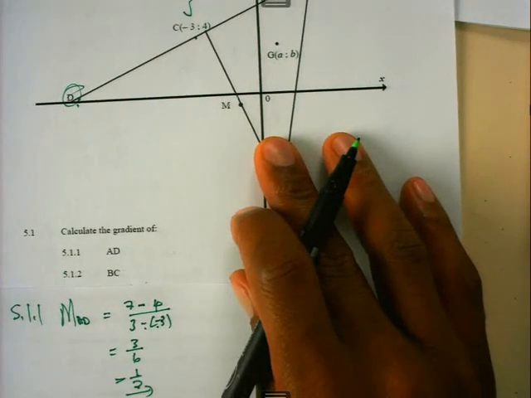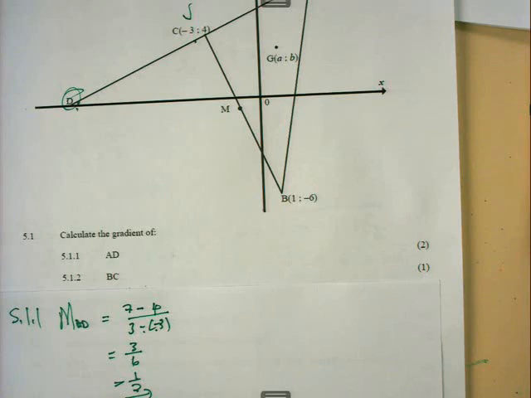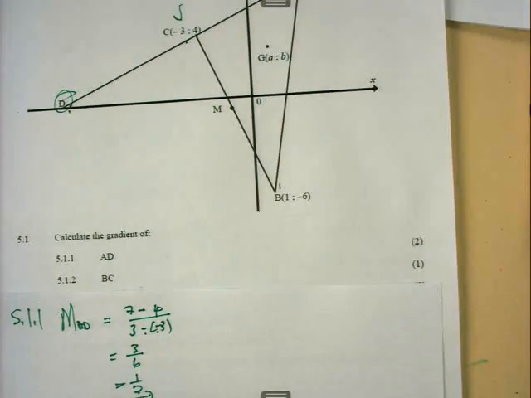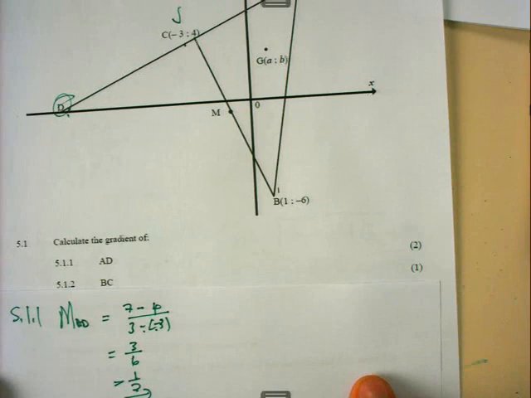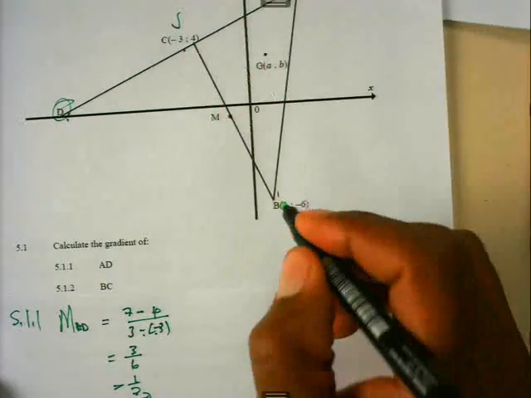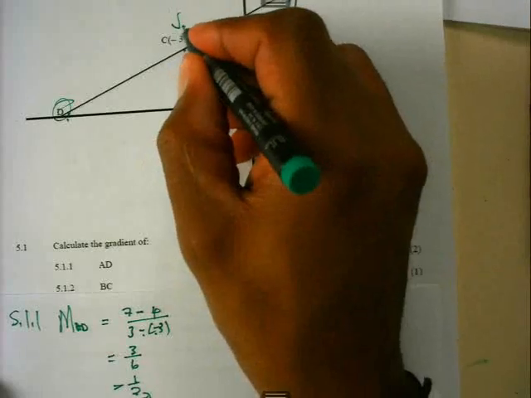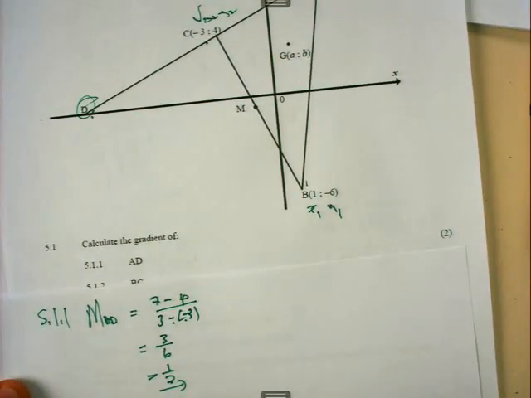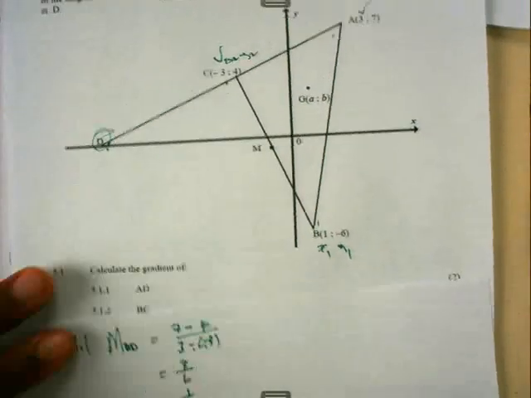The next question says, determine the gradient of BC. Where is BC? Here is BC, right? You can see the BC there. Do we know the coordinates of B? Yes, we have the coordinates of B as well as the coordinates of C. Of course, now I can say x1, y1, and x2, y2. Right. Now 5.1.2, boys and girls, the gradient of BC.